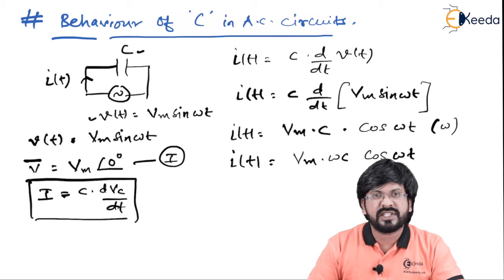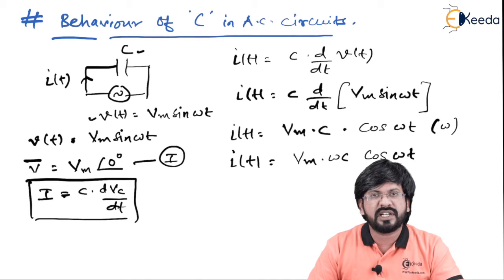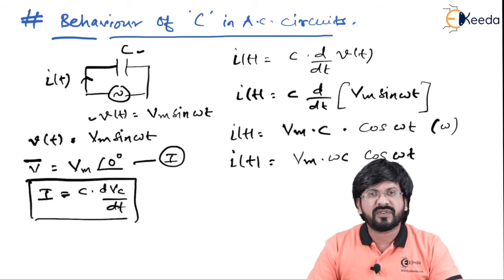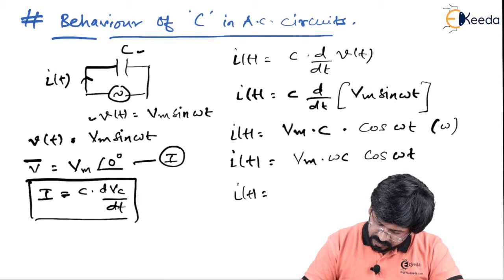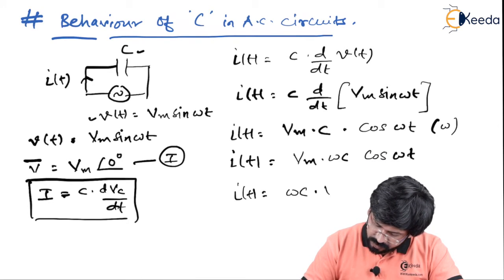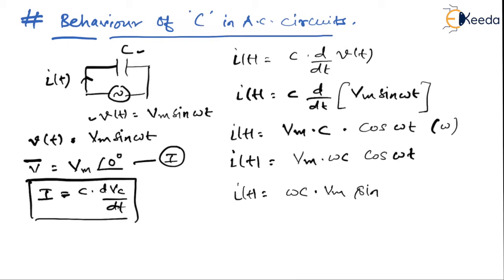We always have a tendency to represent current as well as voltages in terms of sine. Let us convert cos of omega t into sine. So cos of omega t can be replaced in case of sine as sine of omega t plus 90 degree. I of t is omega C times Vm sine of omega t plus 90 degree.